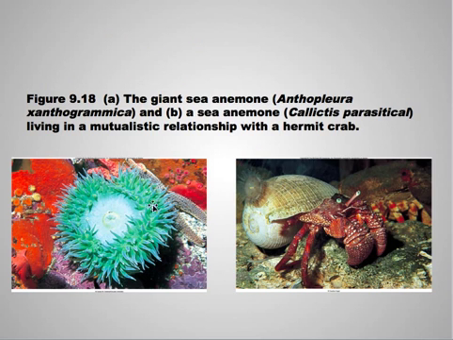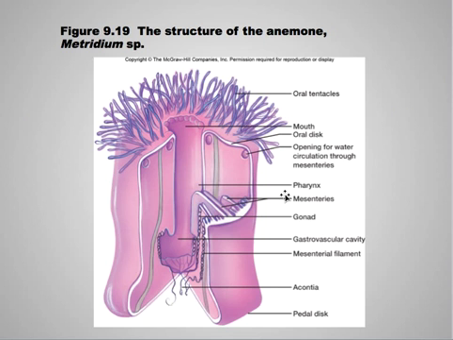There they are. The anemone in this picture is over here. That's a hermit crab. They actually will carry around anemones because it helps protect them from predators like octopi. Symbiotic relationship. And there we have anemone.